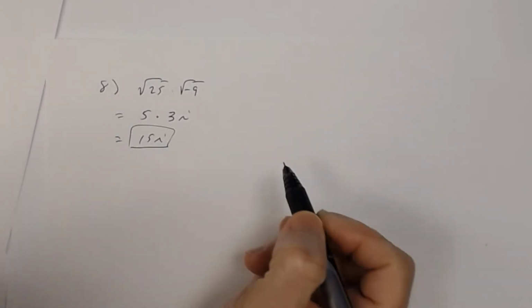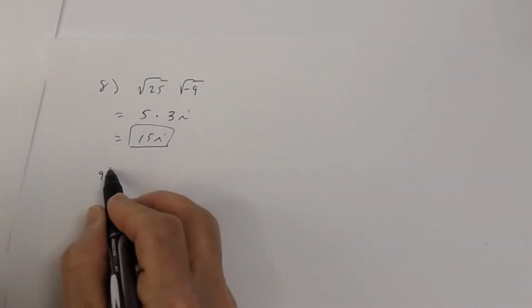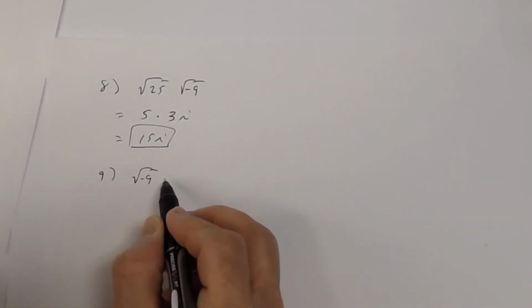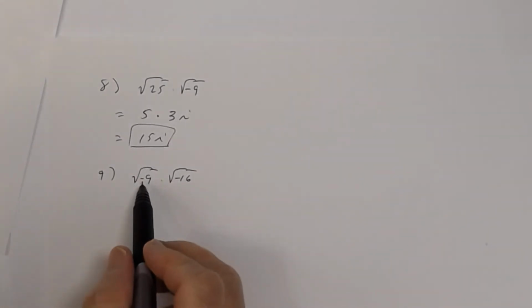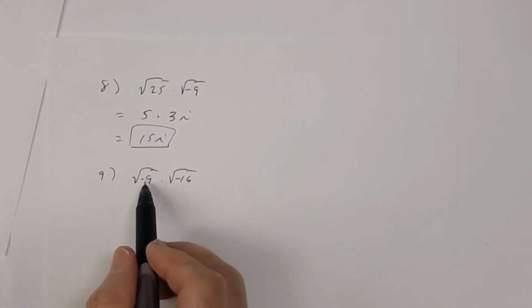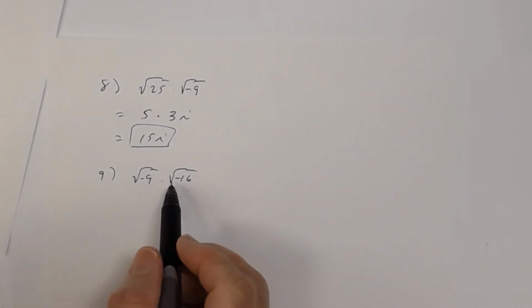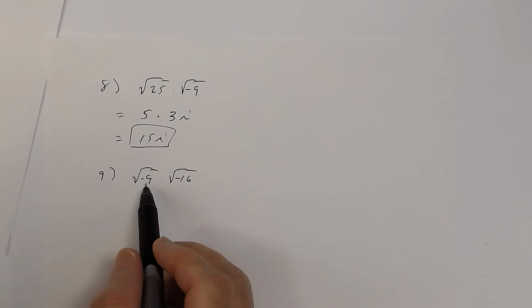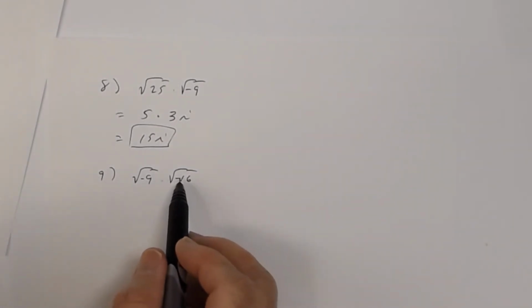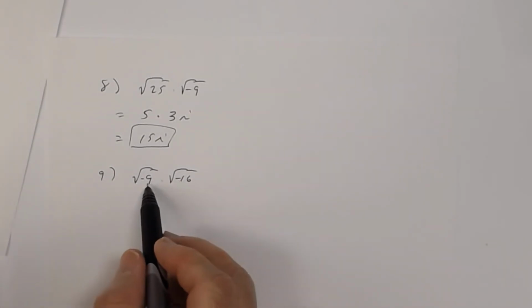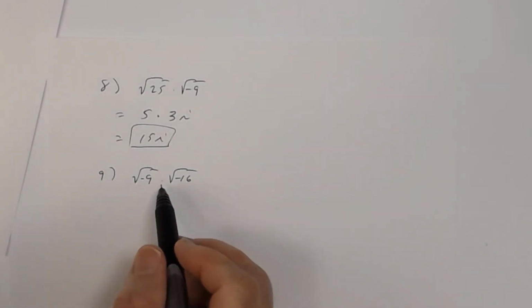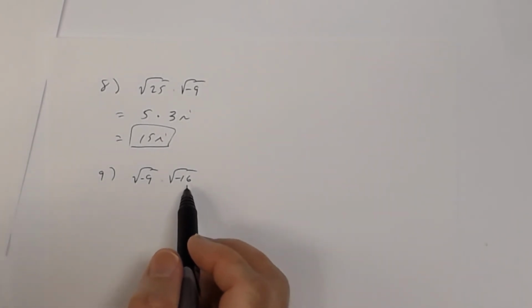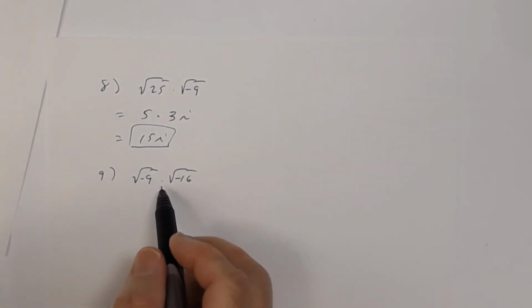There's your answer, 15i. Okay, number 9, you have the square root of a negative 9 times the square root of negative 16. Now, here's a mistake some people will make. You've got to be careful. You do not do this. Don't multiply the radicands first. And the reason, if you remember your lesson, is that the only time you can multiply the radicands when you're dealing with square roots is if both of the radicands are positive, or one's positive and the other one's negative. If they're both negative, you're not going to get the right answer.